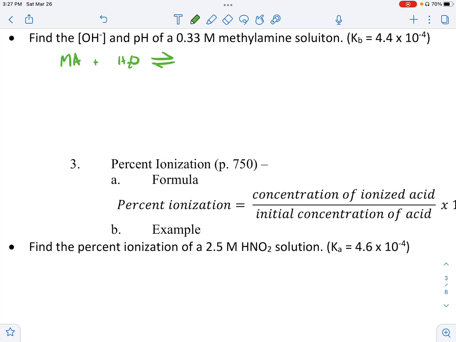Now over here we're going to get MAH plus. I'm just going to take one of those H's from water and go with the OH minus there. So we know our initial concentration is 0.33. H2O, still don't care about.